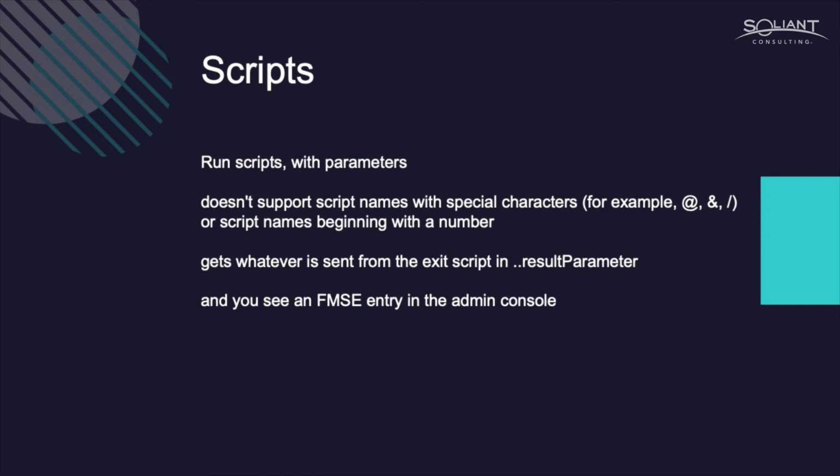What you see when you're running a script, if you have the admin console open and fire off a script, you'll see an entry for the script running with an FMSE type, and then as soon as it's finished, it's gone. There appears to be no other way, other than the fact that the calls are logged in the OData log, of seeing that somebody's just fired off something via OData.